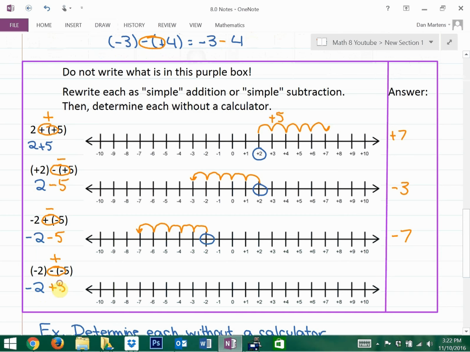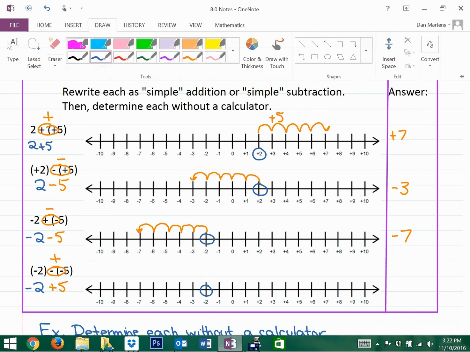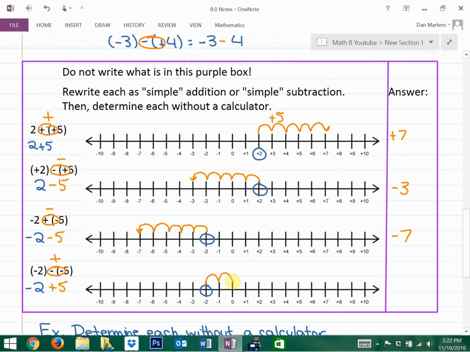and plus 5. Okay, so in that particular problem, sorry about the announcement, we'd start at negative 2, and since subtracting a negative is the same as simple addition, we would go up 5. So that's plus 5, and we end up at positive 3.